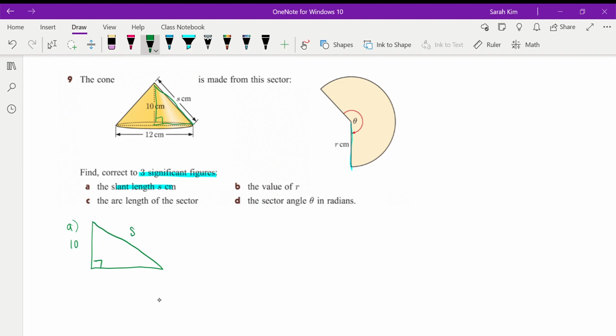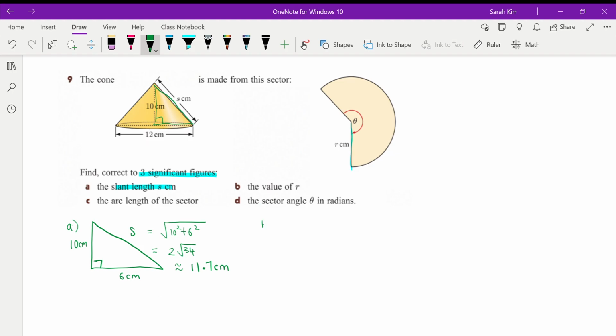I know that my height's 10 centimeters. My base is half of 12, which is 6 centimeters. So I could just use Python. My S is going to be the square root of 10 squared plus 6 squared. So let me figure that out to three significant figures. I get 2 square root 34, which is approximately 11.7 centimeters. Okay, so A is done.